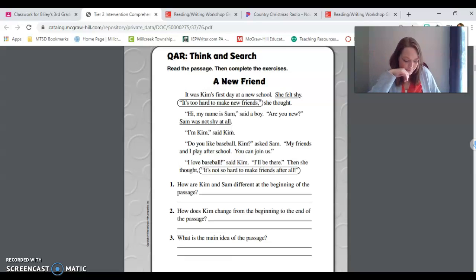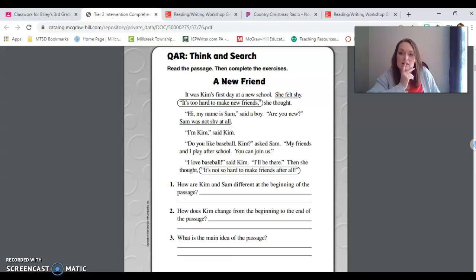Number 2, how does Kim change from the beginning to the end of the passage? So let's look at the first part. It's too hard to make new friends. She's feeling really shy. She's nervous. It's a new setting. It's a new school. She's a little scared. At the end, let's listen to what she says. It's not hard to make friends at all. Someone invited her to play a game, and she's like, this isn't so bad after all. I was worried for nothing. I made new friends.